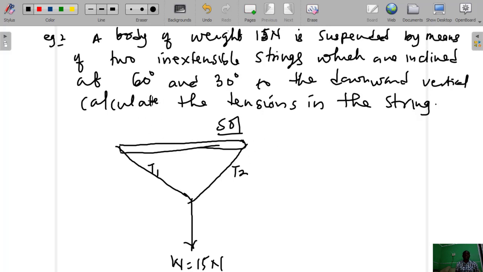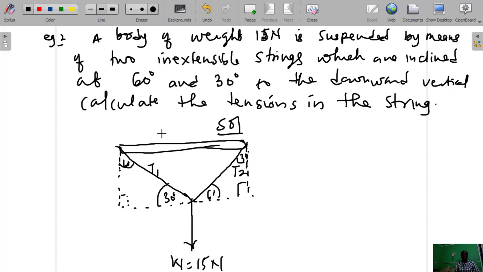Inclined at 60 degrees and 30 degrees to the downward vertical. So here is 60 degrees and this side is 30 degrees. If you have an imaginary line here, here will be 90, so therefore here will be 30 degrees. Here too will be 90 degrees, so this side will be 60 degrees. So it's up to us to sketch the Lamy's diagram for Lamy's theorem.